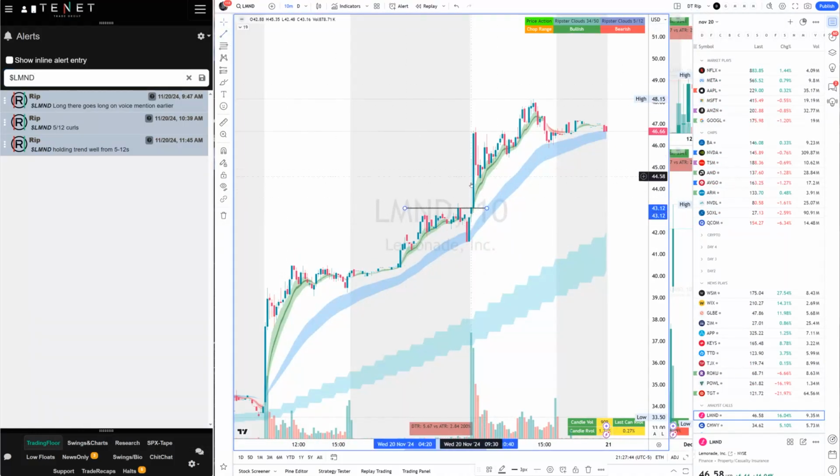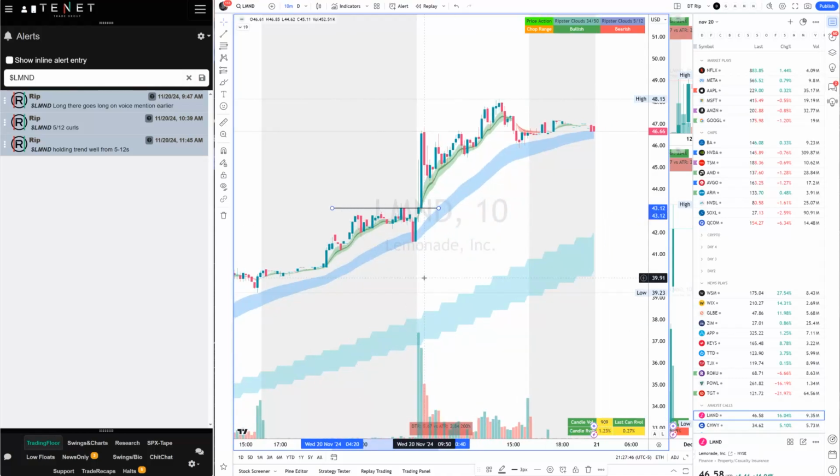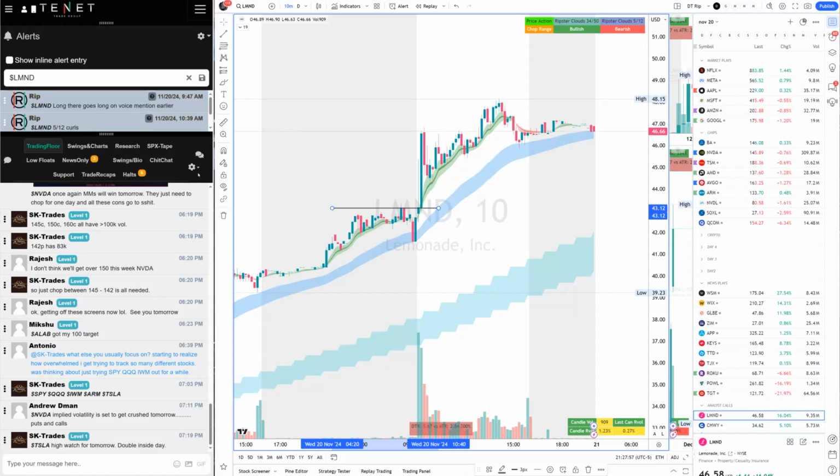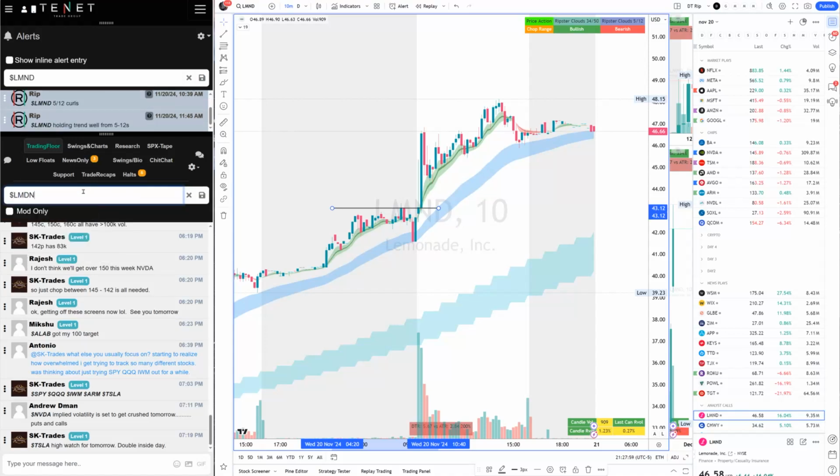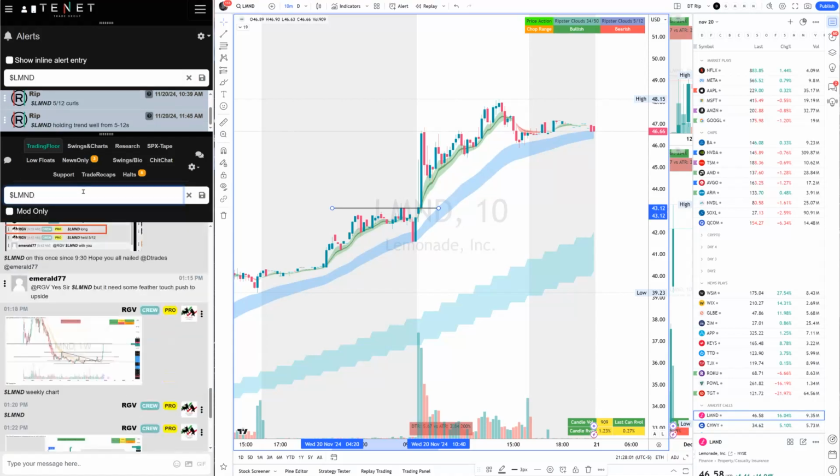Just take a long on this pullback move. This is exactly what did not work on Coin, but it worked on LMND. So this is where you go long, and your long paid you all day from 43s to 48s. I think a lot of the traders in the community were on top of it. I think RGV was on top of it. So yeah, that was it, guys.